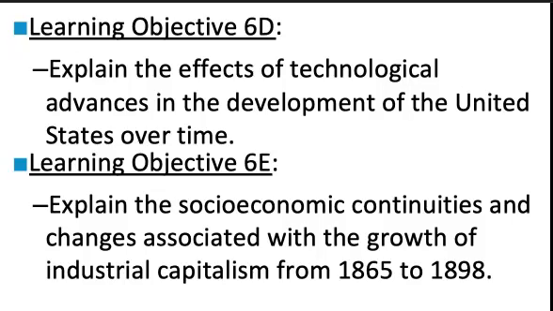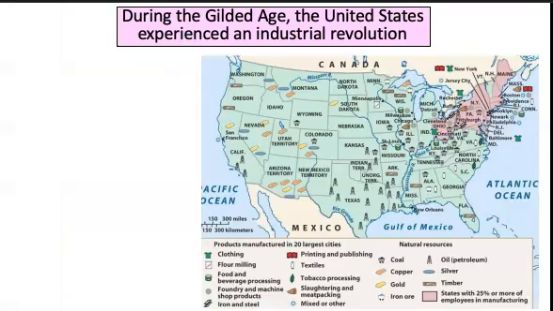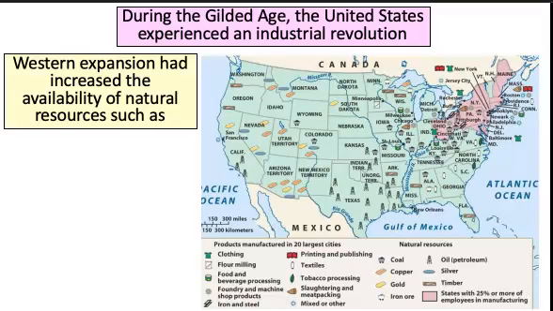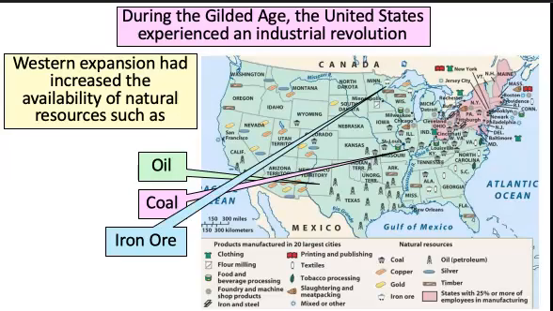Well, let's first tackle that technological advances, and that brings us to key idea number 1, which says businesses made use of technological innovations and greater access to natural resources to dramatically increase the production of goods. So to start off with, during the Gilded Age, the United States experienced an industrial revolution. Westward expansion during the previous time period had increased the availability of natural resources important to industrial revolution, such as oil in places like Texas and the unorganized Indian territories, coal in the Midwest, and iron ore in places like northern Minnesota and northern Wisconsin.